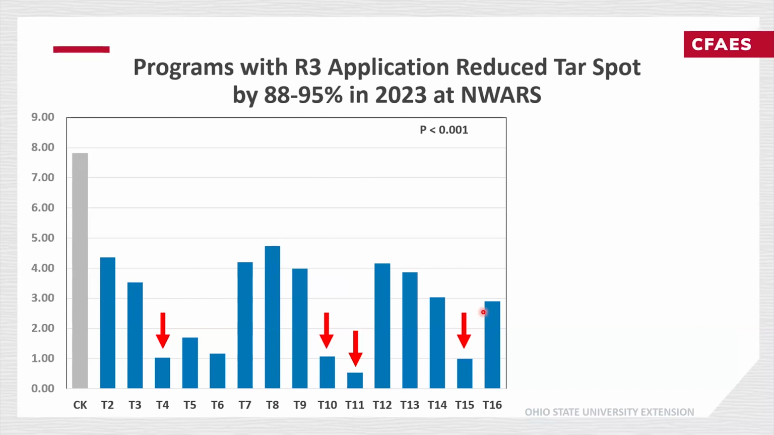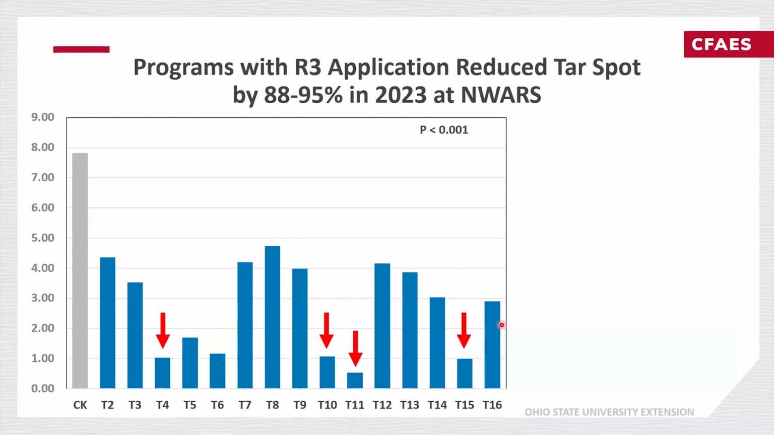So looking at the results from all the treatments combined, here we're looking at what that level of disease was on the ear leaf in these plots. So our untreated control that didn't have any fungicide applied is here in gray. So of course, that's going to be our tallest bar. It had the highest amount of tar spot.